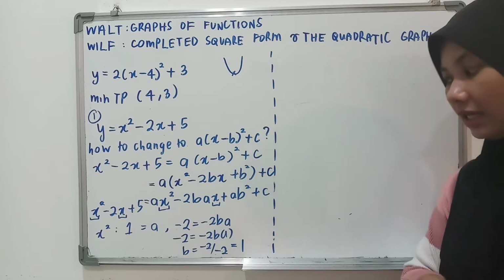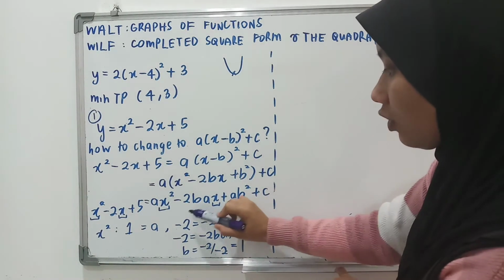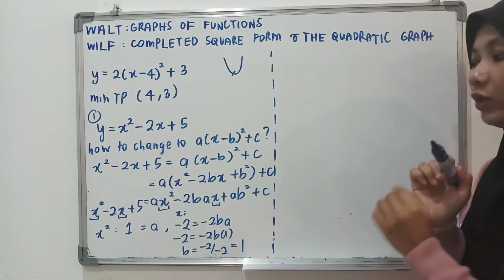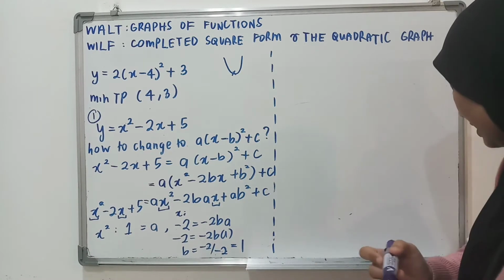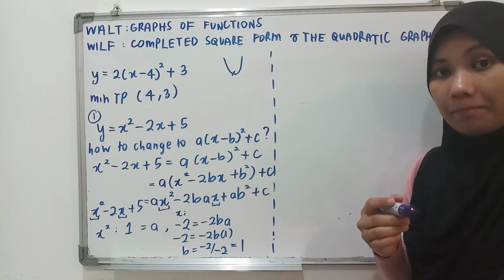Then you compare the constant. This one I compared my x. Now we compare the constant. The constant is without x squared and without x, just the number only.